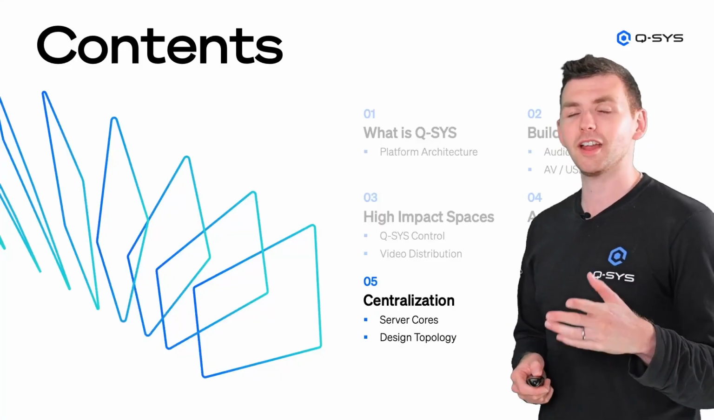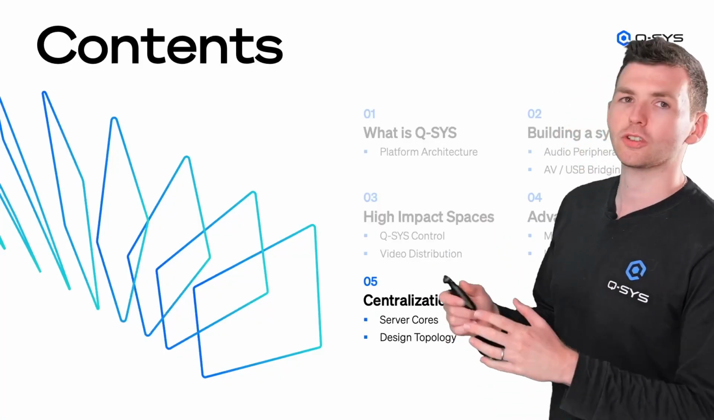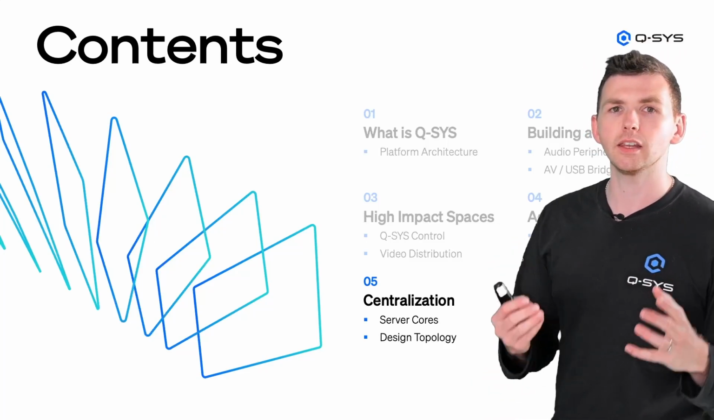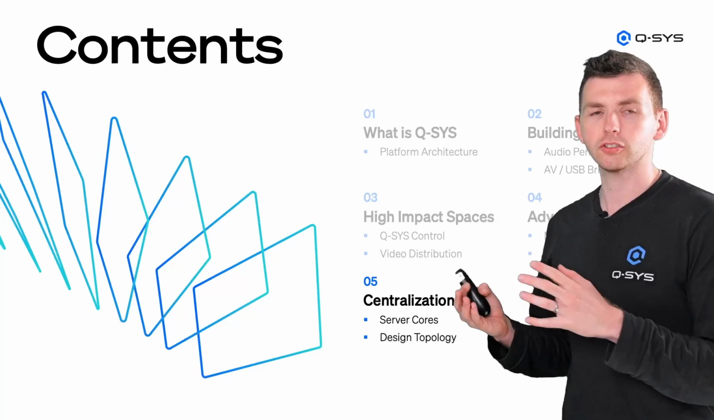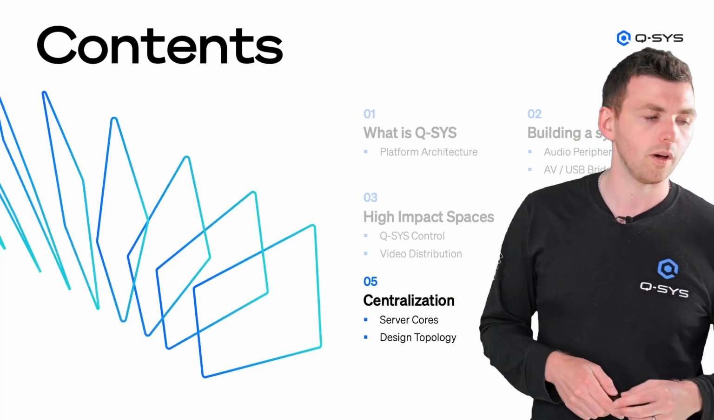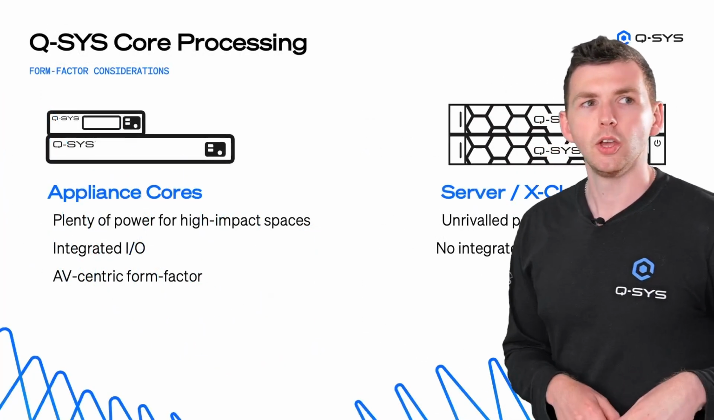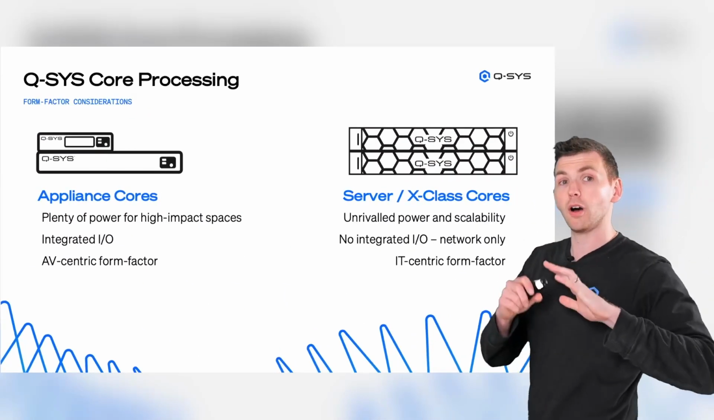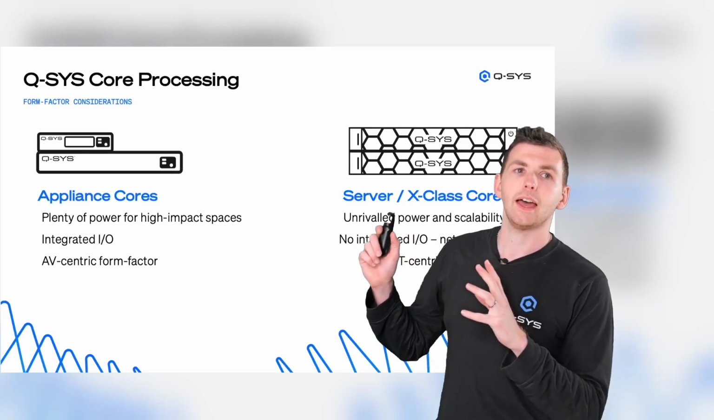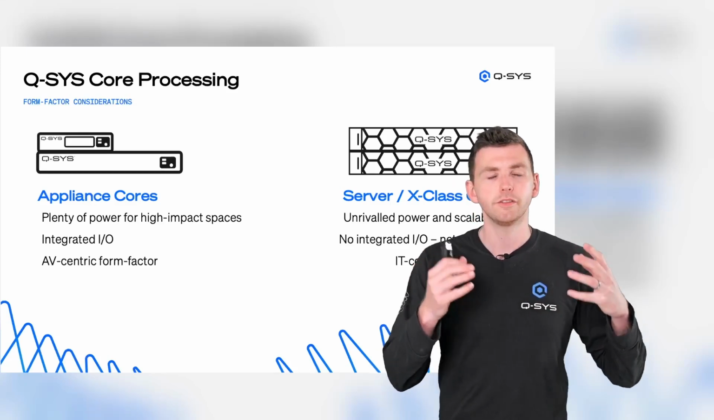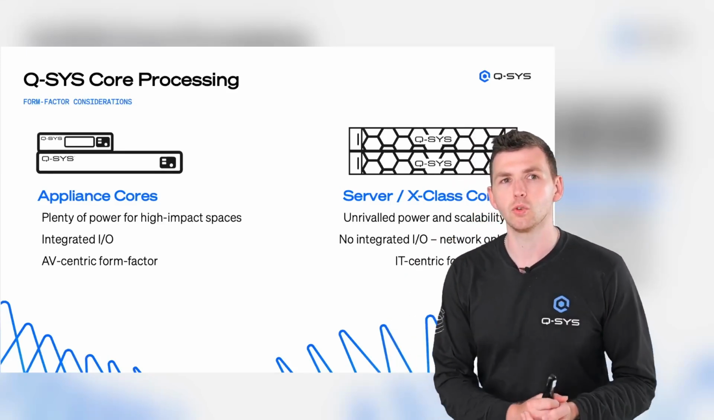So we've almost reached the end of the training. Now we're going to look at centralization, which is something that you can do when you have particularly large systems. We're going to look at server cores that can manage a huge system in one place. Now, we mentioned this earlier. You've got appliance cores and we've also got these server cores. So far, everything we've looked at has been an appliance core. Okay, lots of nice integrated I/O, the form factor designed for fitting into a room.